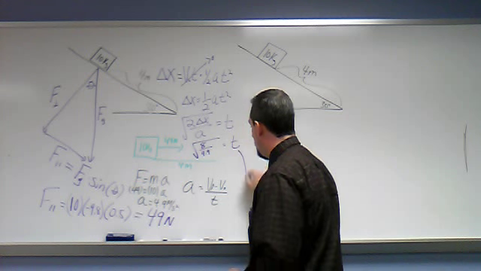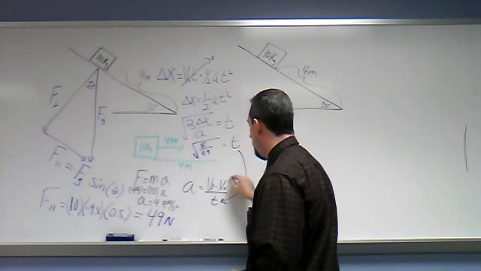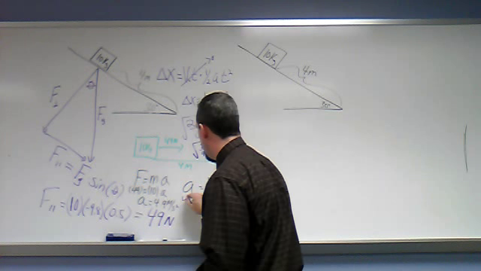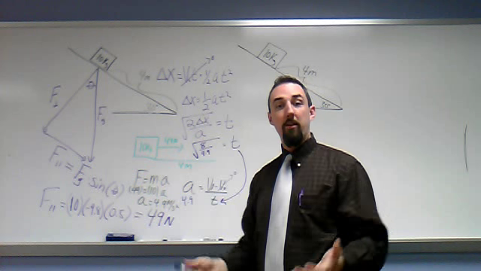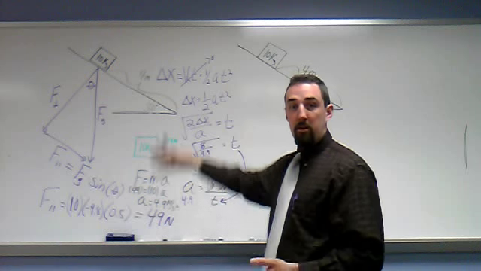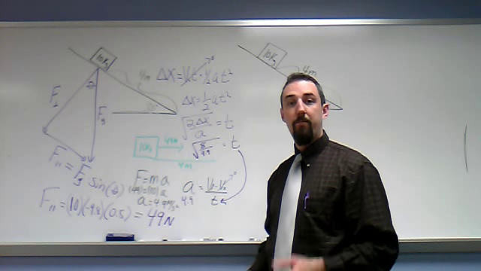Well, that time goes down into here. V0 was 0, and acceleration was 4.9. One more step, pull out the calculator, and we get a final answer. But look how much work it took just to figure out how fast it's going.